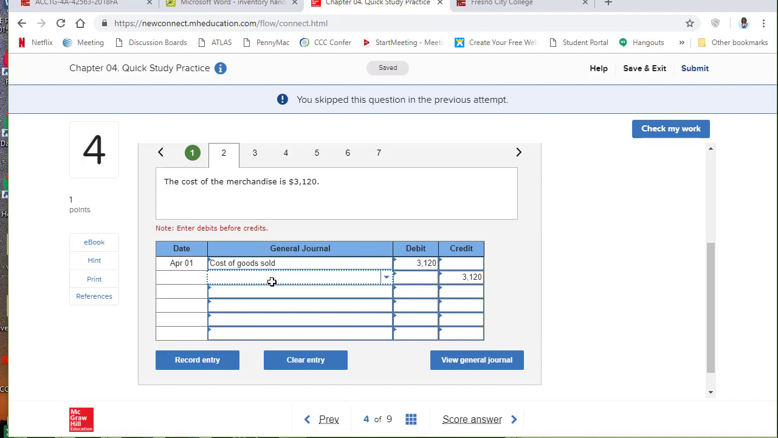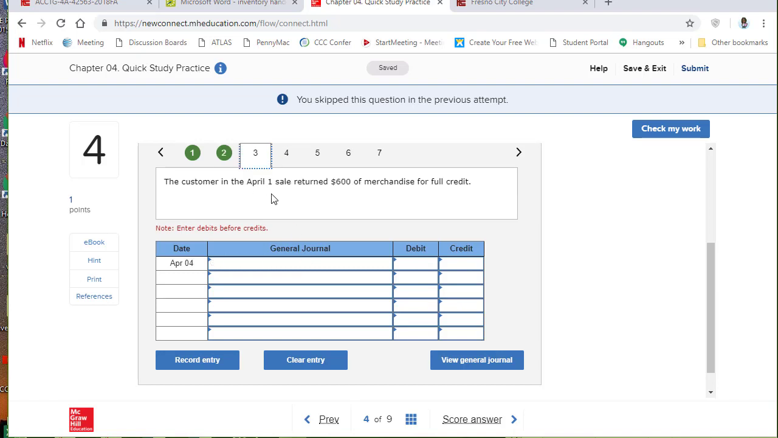And then we're going to credit the merchandise inventory asset account because we are using our asset, getting rid of it. So we're going to reduce that. And that will be the second part of the journal entry. So a perpetual system requires you to do the sales portion and the expense portion.